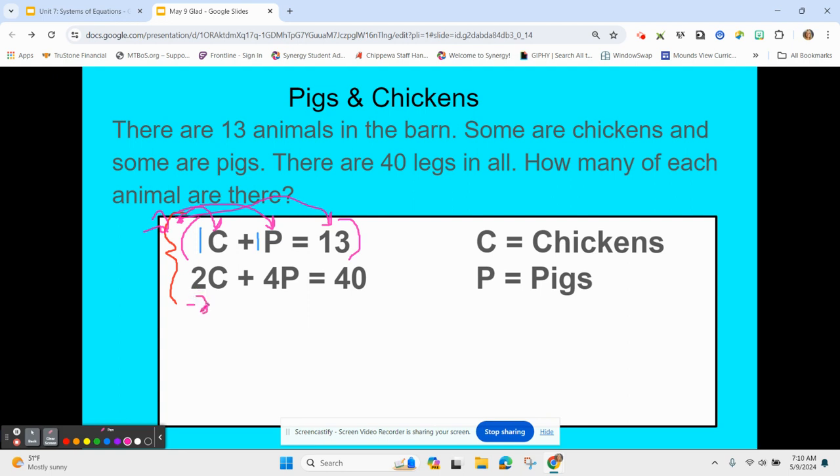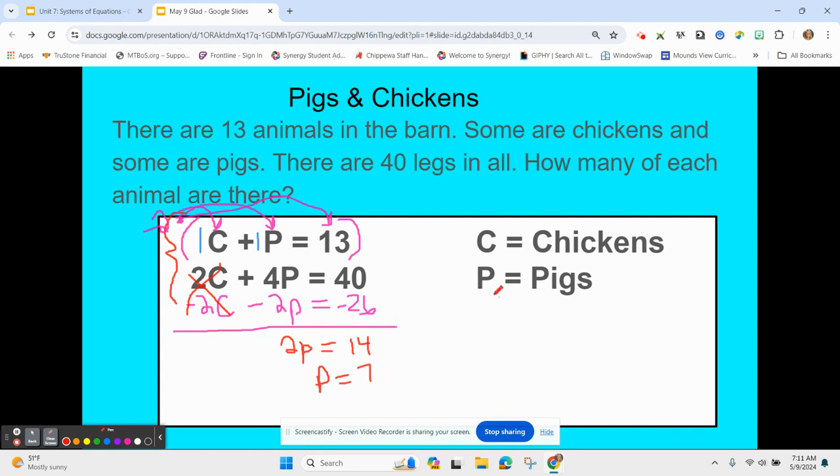So here I've got negative 2C minus 2P is equal to a negative 2 times 13, which is negative 26. So notice that I've created an equivalent equation by multiplying everything by negative 2. Now, the good news about this is our C's eliminate. And now I can go ahead and combine the number of P's, which gets me down to 2P. And here I've got 40 minus 26, which is 14. Divide by 2, I get the number of pigs to be 7.